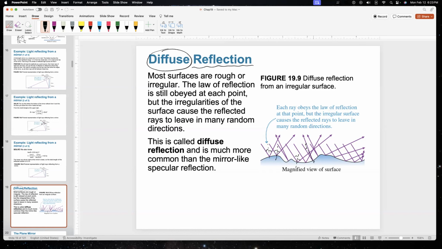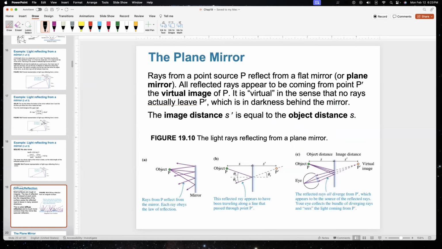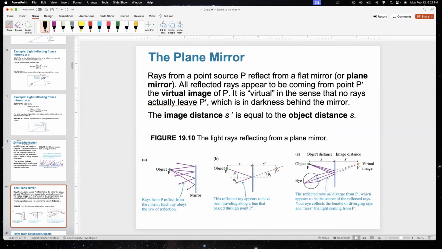The law of reflection is still true. The angle of incidence is still equal to the angle of reflection. Those two angles are still the same. It's just that it's happening at different tilts of the surface, and the rays are not all combining to go to your eye, and you don't see a nice, so-called specular reflection.